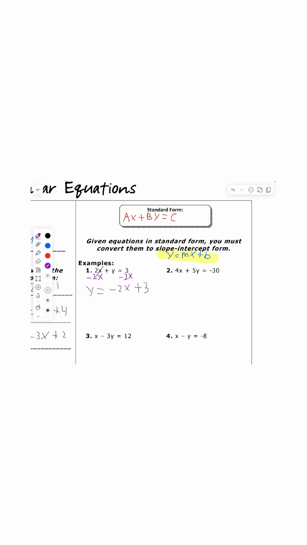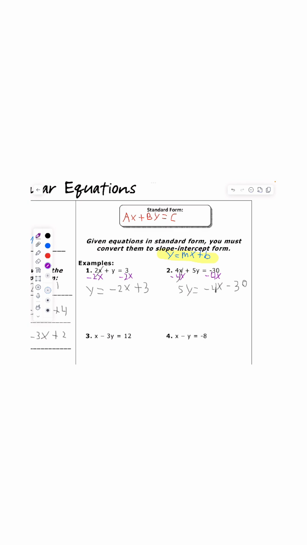The next example has 4x plus 5y equals negative 30. Again, the objective is to get that y by itself. So I'm going to subtract the 4x from the left side and move it to the right side. After I do that, 4x minus 4x becomes 0. That cancels out, leaving 5y. Negative 30 minus 4x, they can't combine, so it'll be minus 4x. So that's what's left over.